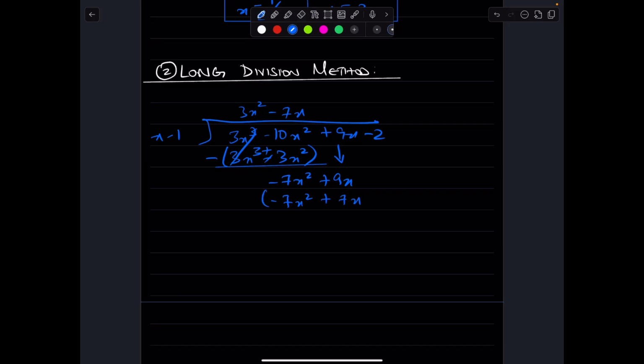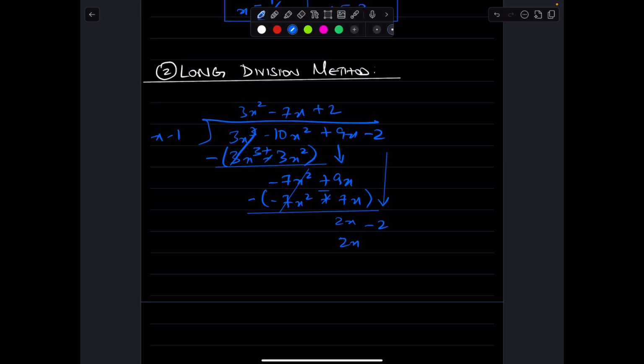Wait, that sounds so annoying. And we subtract the whole thing. Minus 7x squareds cancel out. The sign of plus 7x changes, and we have a 2x here. And then bring the minus 2 down. Write plus 2 in the quotient.